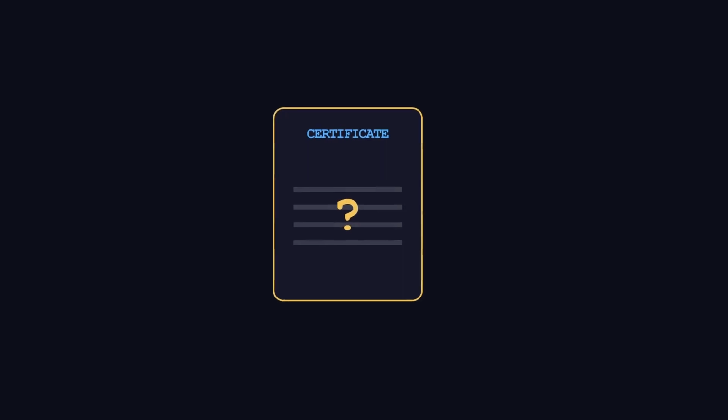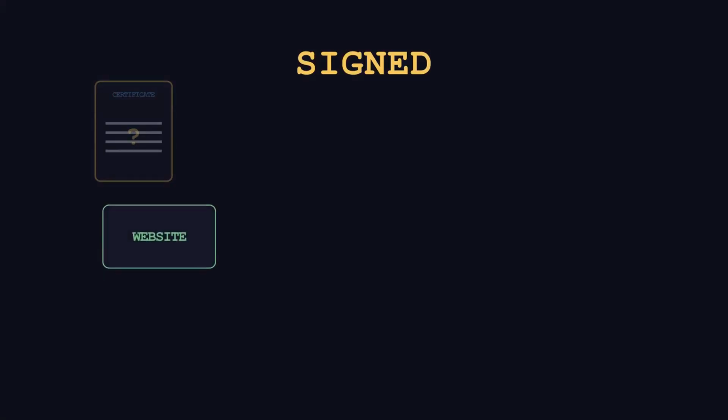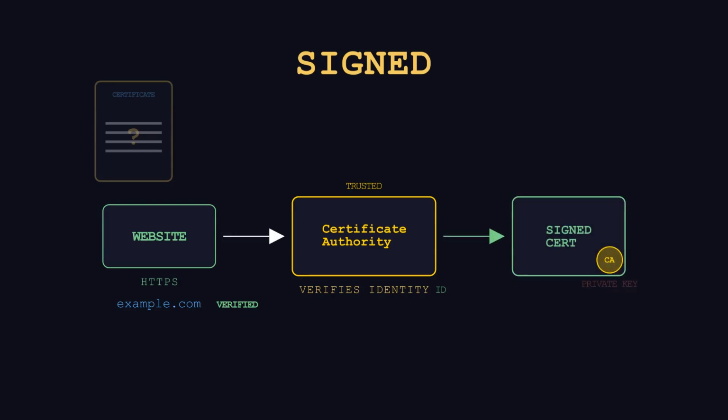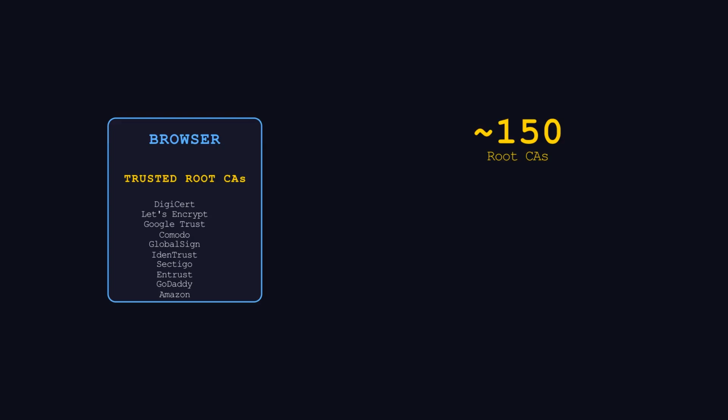But wait, the server sent a certificate. How does your browser know that certificate is legitimate? Certificates are signed. When a website wants HTTPS, it goes to a certificate authority, a trusted organization that verifies identity. The CA checks that you actually own the domain, then signs your certificate with their private key. Your browser has a built-in list of trusted root CAs, about 150 of them. Companies like DigiCert, Let's Encrypt, and Google Trust Services. Their public keys are baked into your operating system and browser.